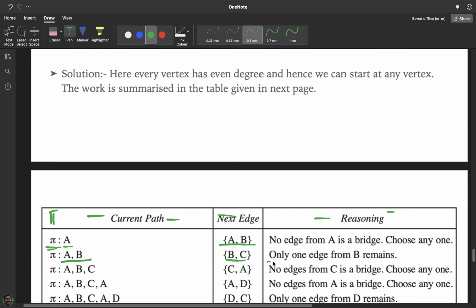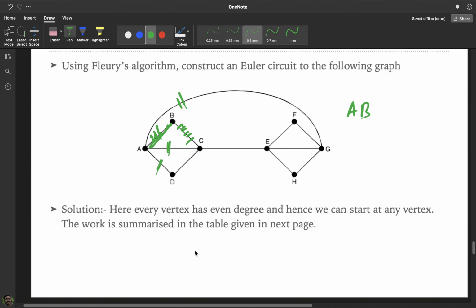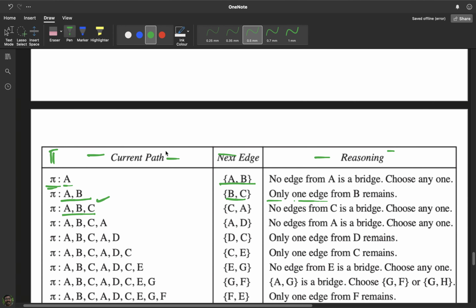Only one edge from B remained. Now you are at A, B, C, and now you are at C. From C, what choices are there? From C, I can either go to E, or I can go to A, or I can go to D. None of them are bridges. So suppose I am going to A, I'll write it as C, A. I'll just keep track of all the records in a table here.